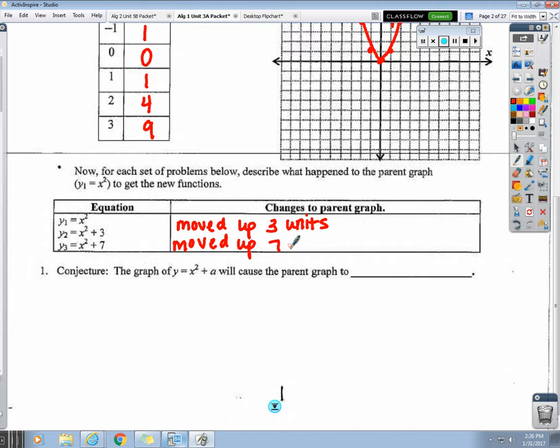Right, it moved it up 7 units. And then aren't both of these shifts from the origin? So in parentheses, just write "from origin," because it always moves it from 0, 0. So the conjecture says the graph of y equals x squared plus a will cause the parent graph to... what does the plus cause it to do? Move up. And in this case, a units, because they didn't actually give you a number, they just said a. So whatever number's there, that's what it'll move up by.